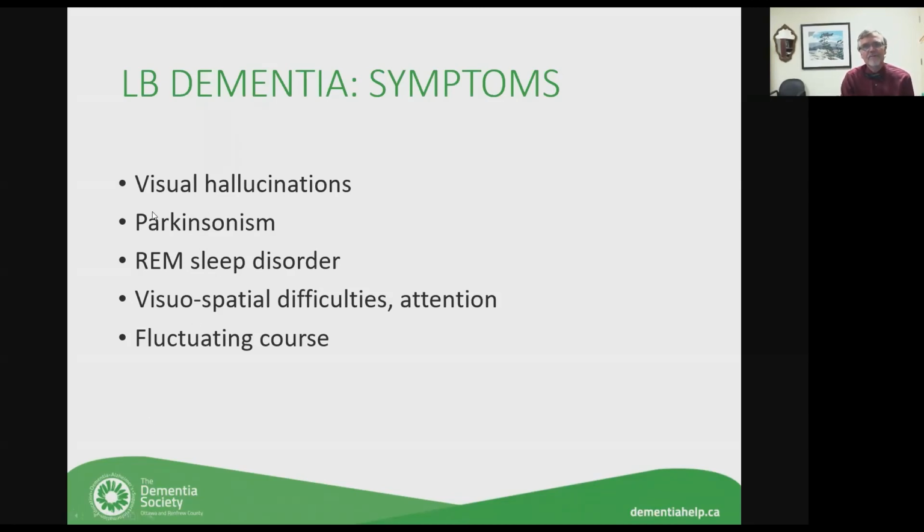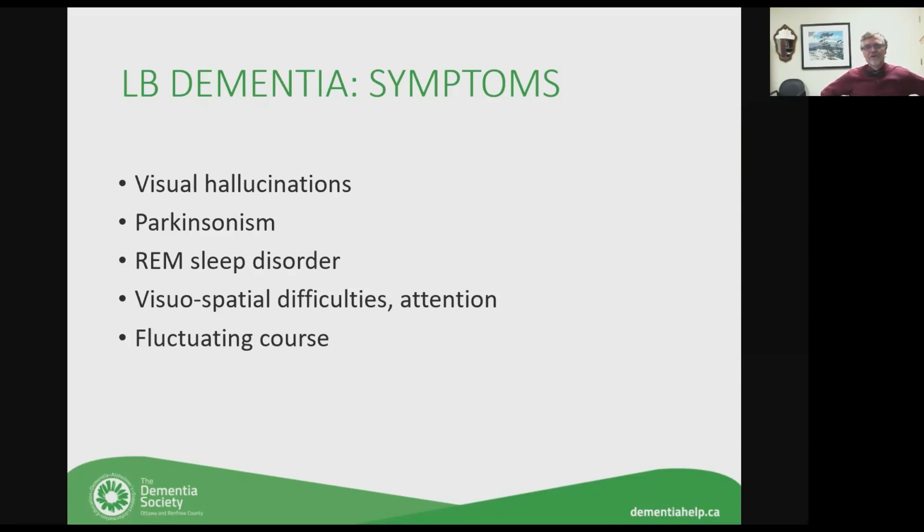Because of some of the damage to deeper parts of the brain, you can develop symptoms that look very much like Parkinson's disease. Not necessarily the resting tremor, but certainly the rigidity, the stooped posture, and the small steps are classic in the evolution of Lewy body disease.